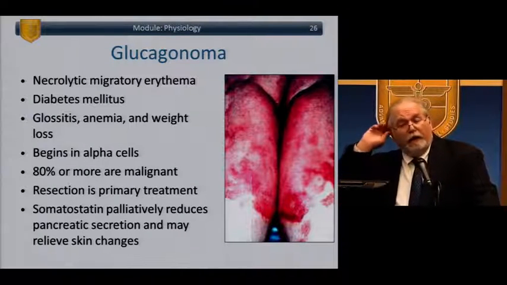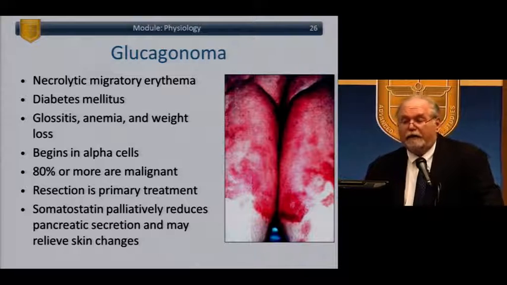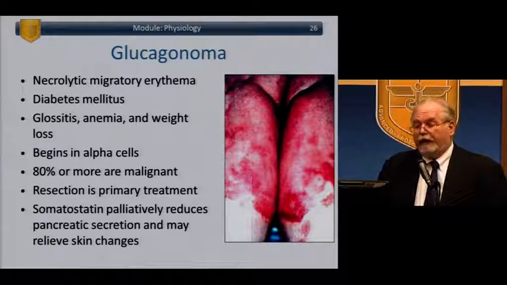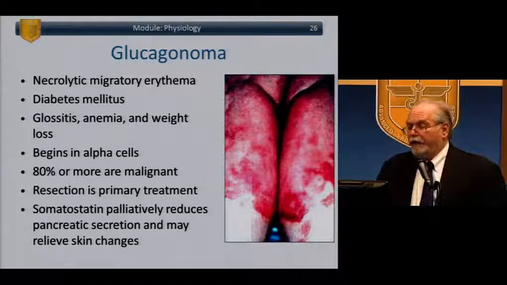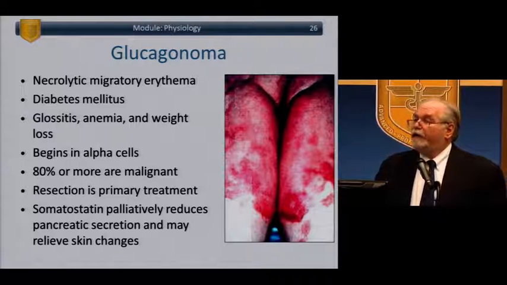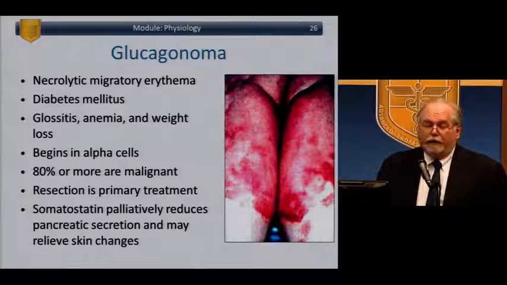Glucagonoma presents with necrolytic migratory erythema, diabetes, glossitis, anemia, and weight loss. It begins in the alpha cells, 80% or more are malignant. Resection is the primary treatment, and again, somatostatin palliatively reduces that. There was a question on this on one of the more recent exams as well, just for you to know.